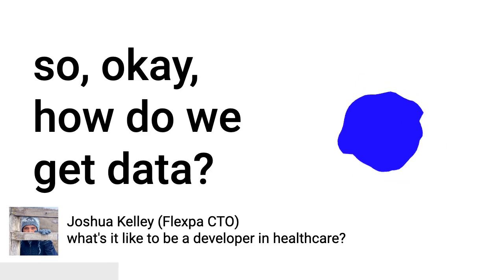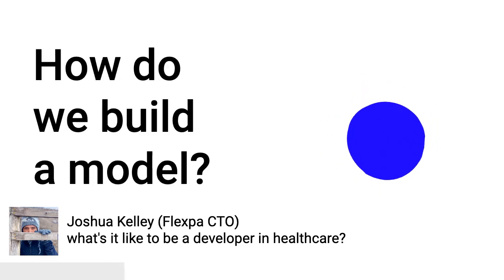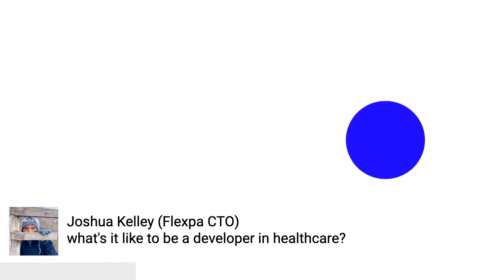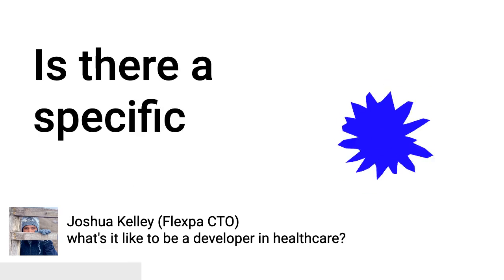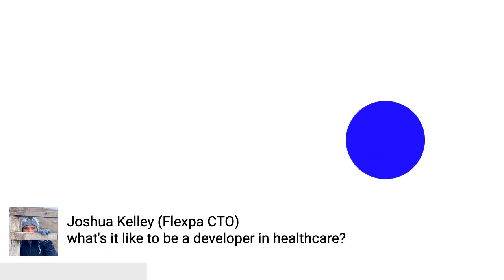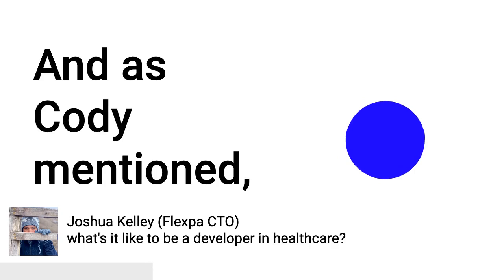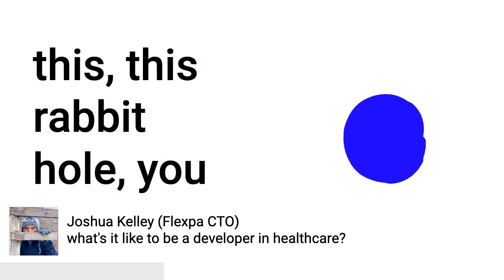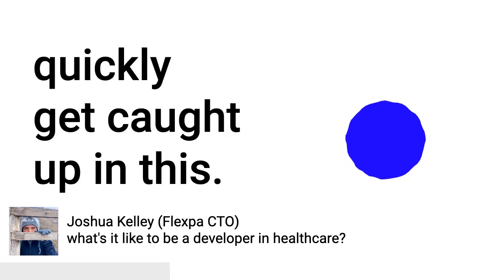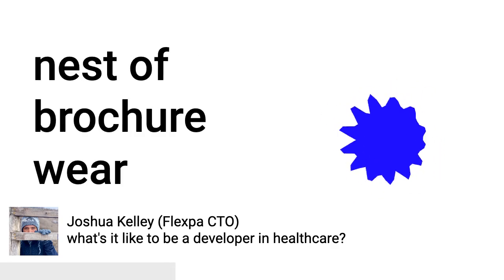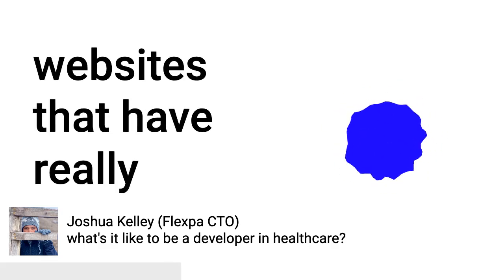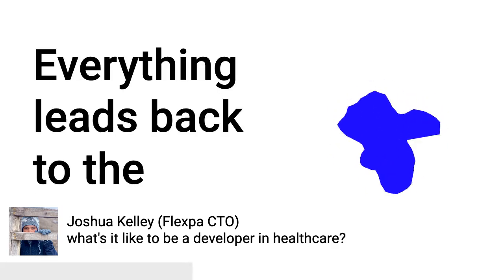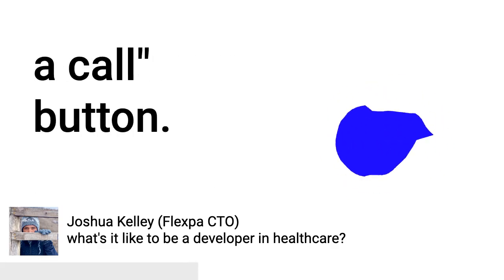So, okay, how do we get data? How do we build a model? What data is actually available? How is it structured? What's the protocol here? Is there a specific format that it's in? And as Cody mentioned, if you start going down this rabbit hole, you quickly get caught up in, I would describe it as a rat nest of brochureware websites that have really opaque sales processes. Everything leads back to the brochure and the schedule a call button.